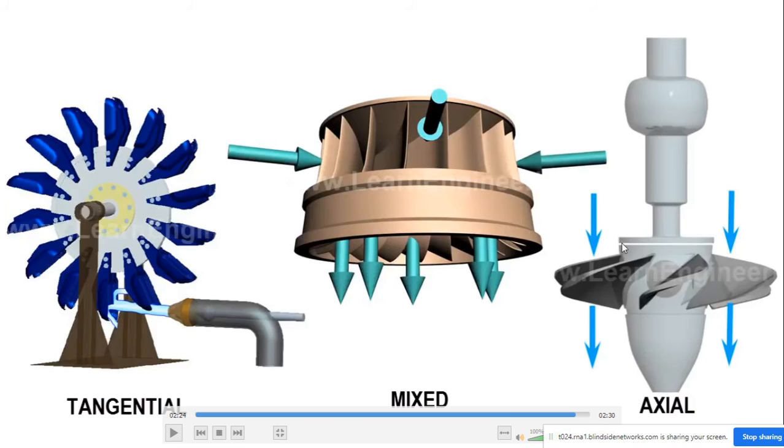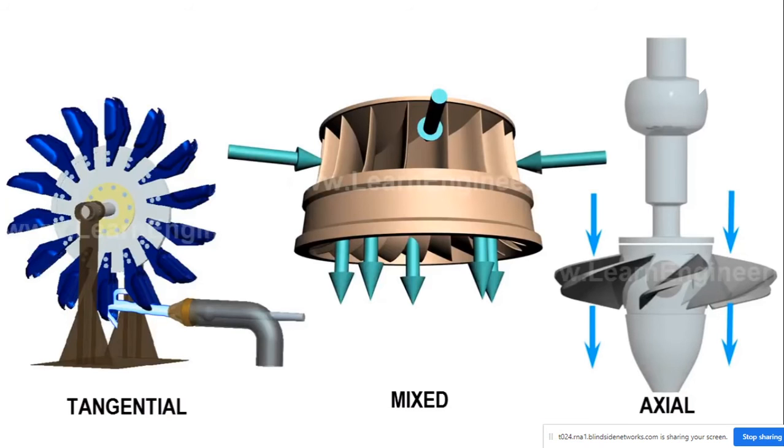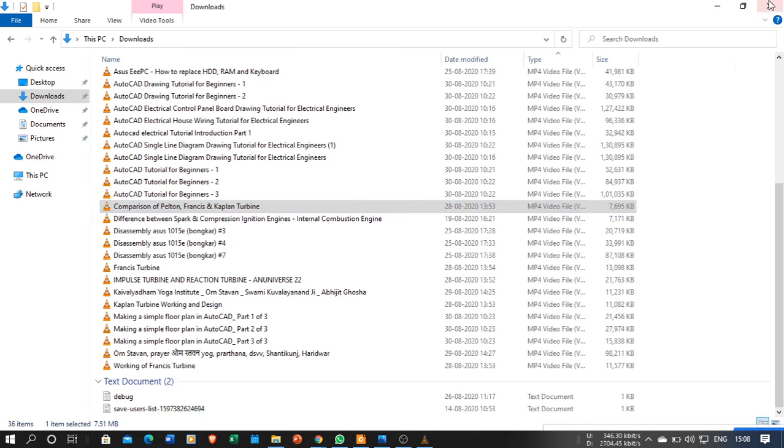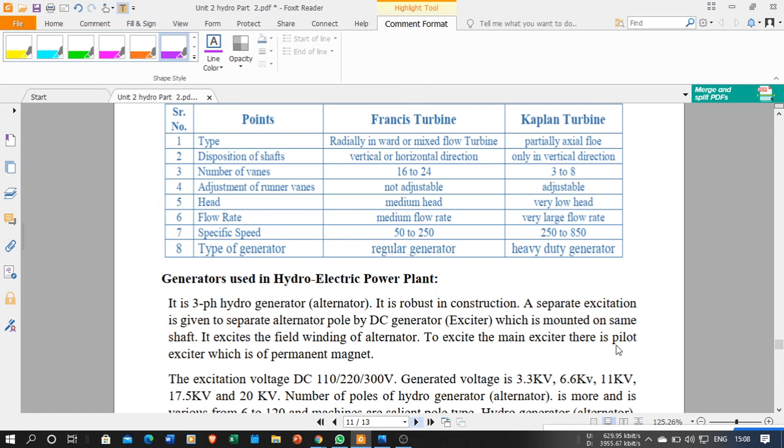In the case of Kaplan turbine, it is axial flow, and in Francis it is radial flow. So it has a mixture of tangential as well as axial flow. As the design of these blades is very complicated over here, this uses the aerofoil shape. Okay, so these are some turbines which are commonly used in practice.